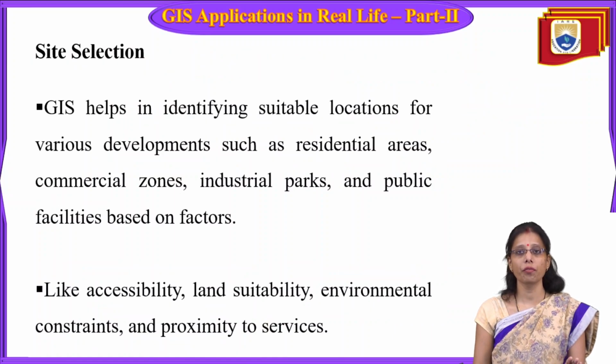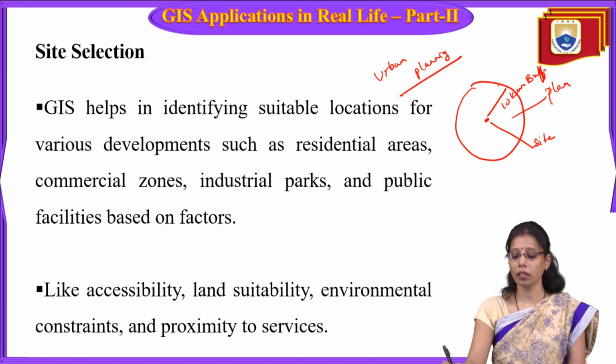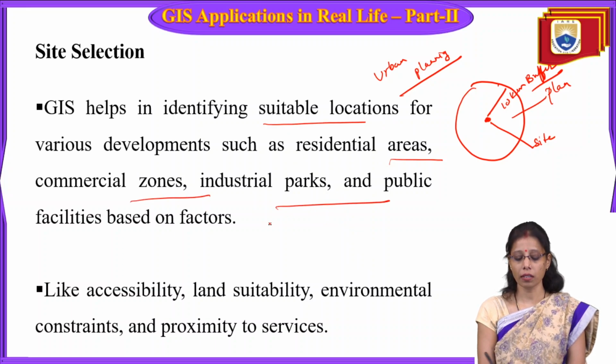Now site selection, for example, for urban planning. Site selection is very important. Suppose this is the plan, and here is your site. Along with this site, what are the surrounding features? If we take a 10 kilometer buffer, we can see what surrounding areas are present around this particular site, which is a location for various developments such as residential areas, commercial zones, industrial parks, and public facilities, based on the factors. GIS will help you select a suitable site, and then we can decide which type of construction to go for, whether residential, commercial, industrial, or public facilities, based on the factors.